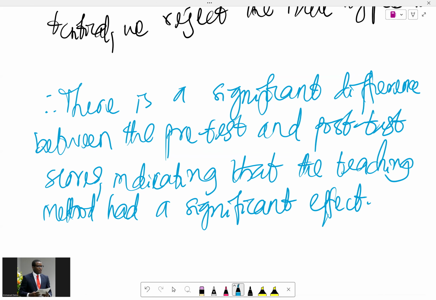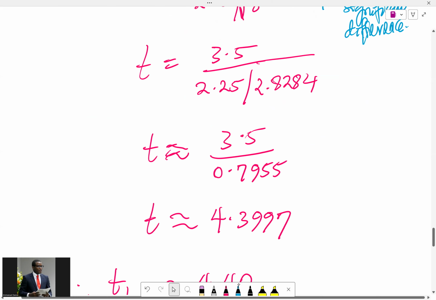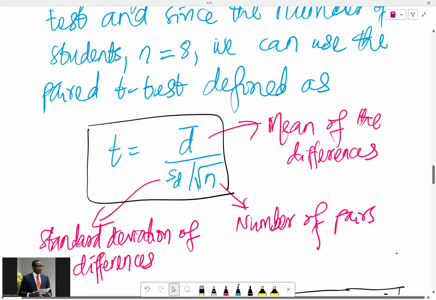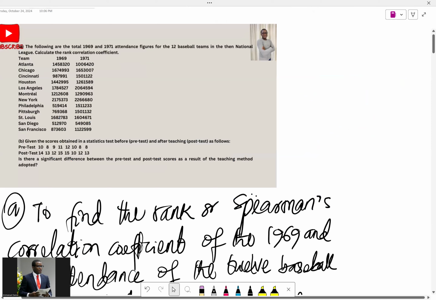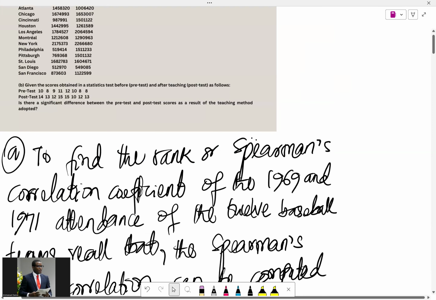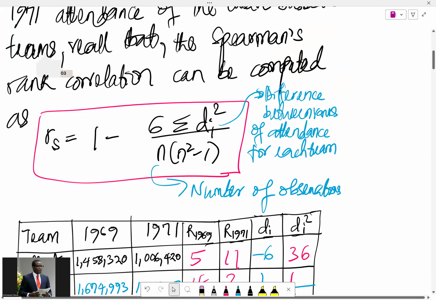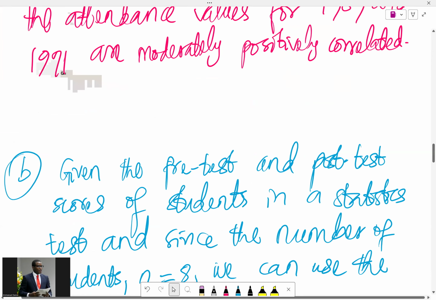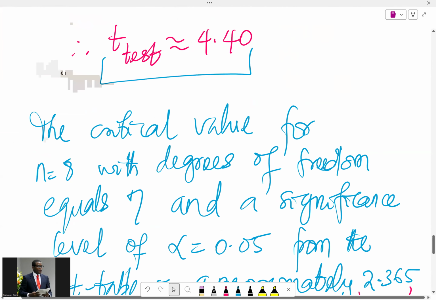So with this, we come to the end of this video, I believe, because these are the two things we are required to do, and they have all been done now. So adopting the new teaching method is effective because it helps the performance of the students. So that method should be continued with.